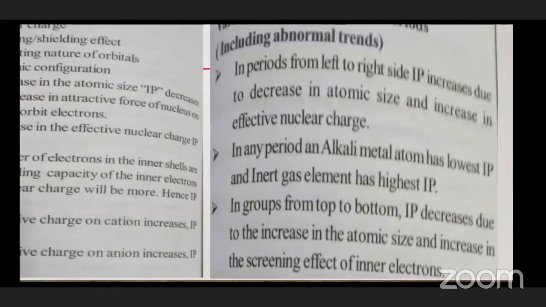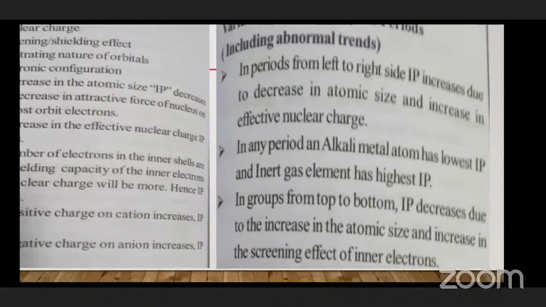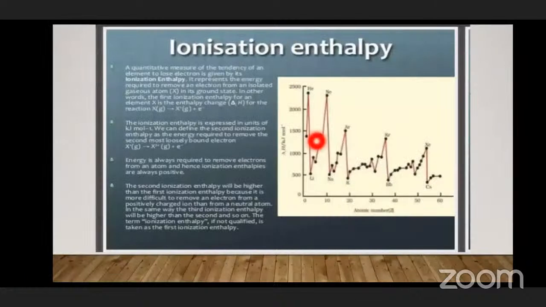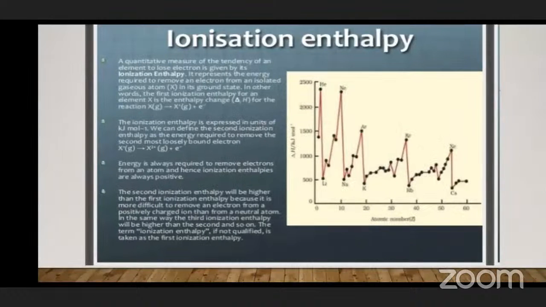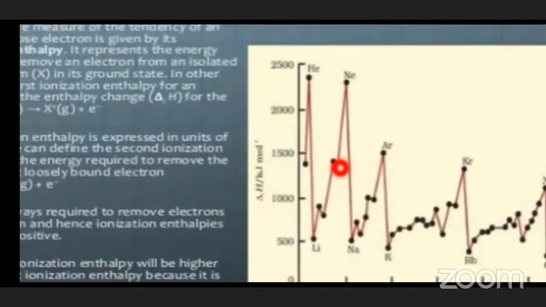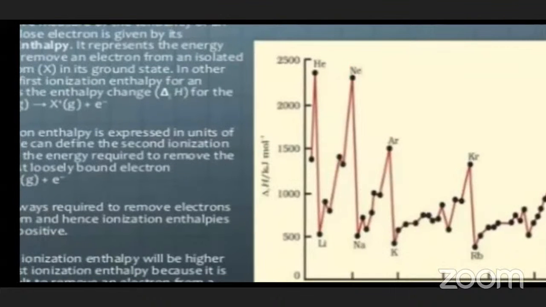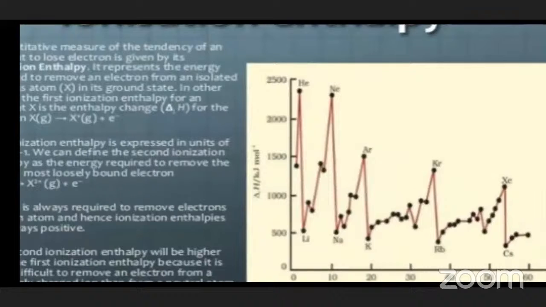In a period, an alkali metal atom has the lowest ionization potential, and an inert gas element has the highest ionization potential. Already we have seen it in the graph. In the second period, children, lithium is here and neon is here. Lithium has the least ionization potential value and neon, the noble gas, has the highest ionization potential value. From lower to higher value, it is increasing or not? Lithium to neon. That's why in a period, the ionization potential values definitely increase.